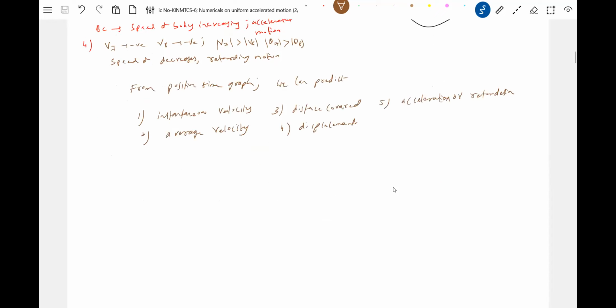Explore now the VT graph. One more problem we'll take on the VT graph.